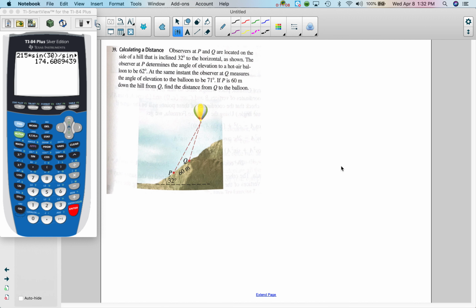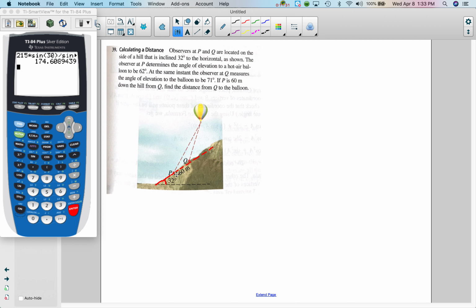Last one I'm going to do for you. Observers at P and Q are located on the side of a hill that is inclined 32 degrees to the horizontal. So here you can see that 32 degrees to the horizontal. So there's the incline of the hill. The observer at P determines the angle of elevation to a hot air balloon to be 62 degrees.